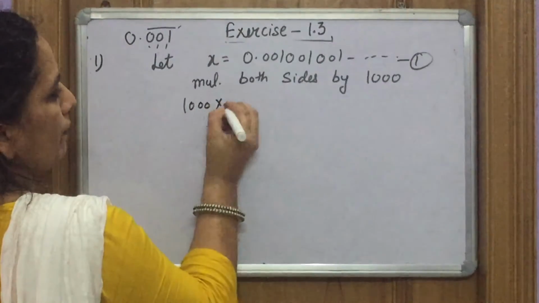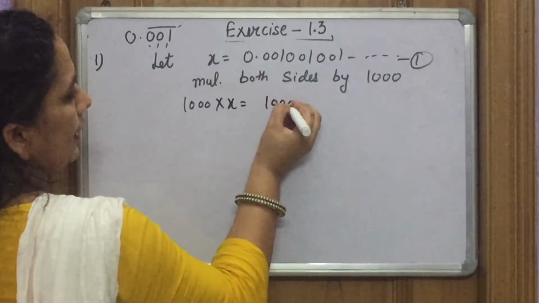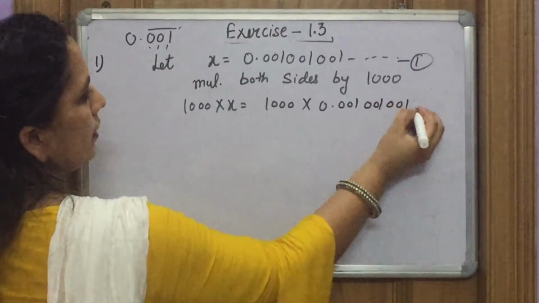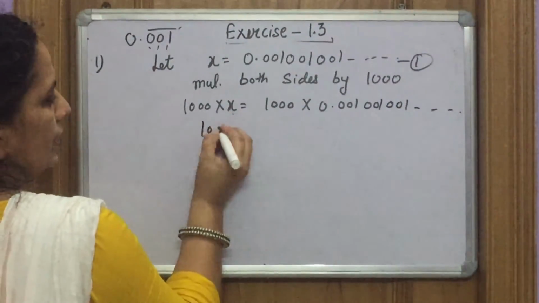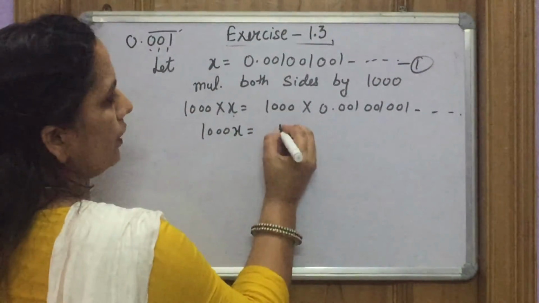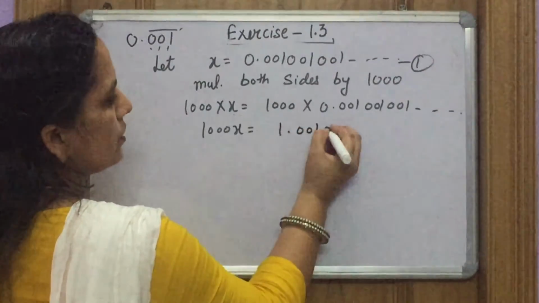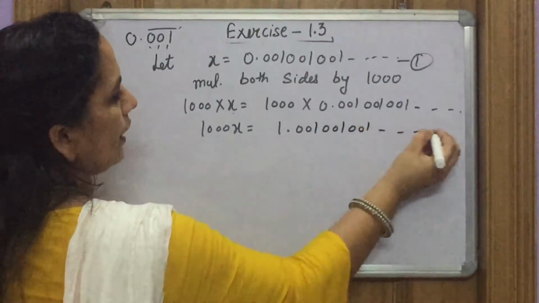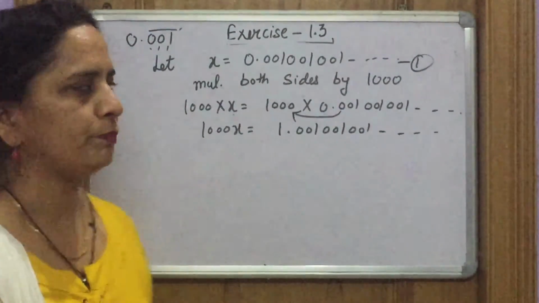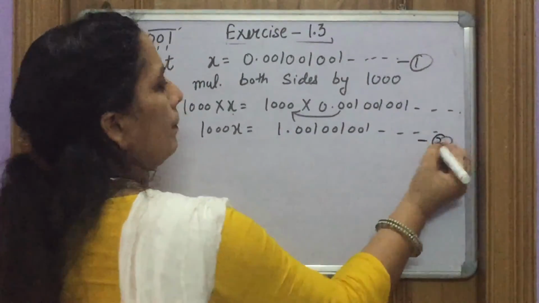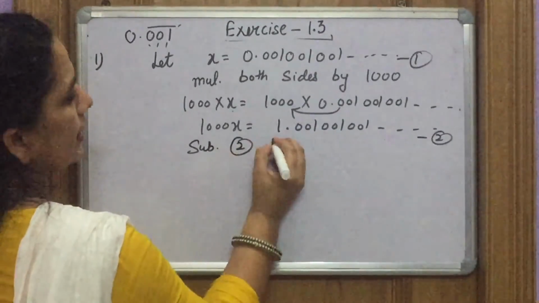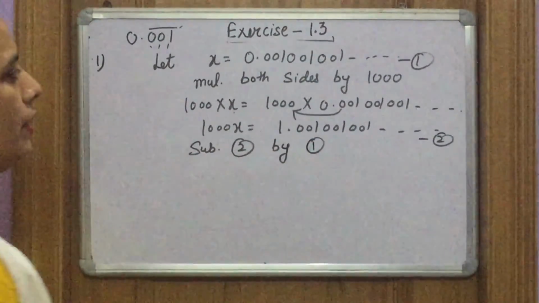In left hand side if we multiply by x and in right hand side we will write as multiplication, we will get 1000x and in right hand side it will be equal to 1.001, 001, 001 and so on. Multiply this number by 1000, then we will get this number. This is our equation number second. Next step is subtract equation number second by equation number first.